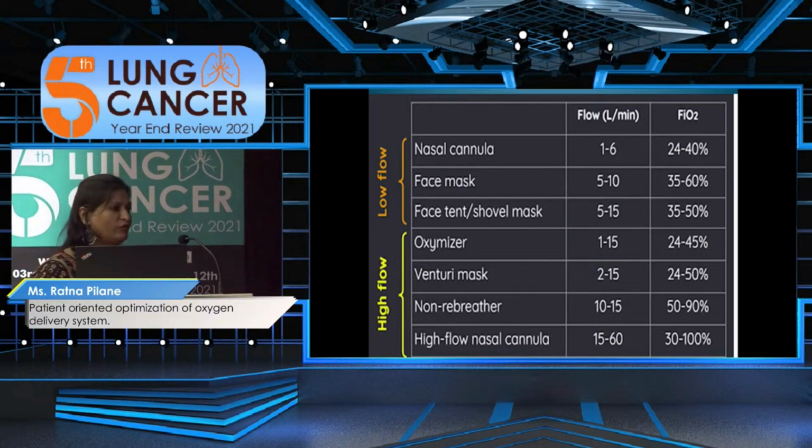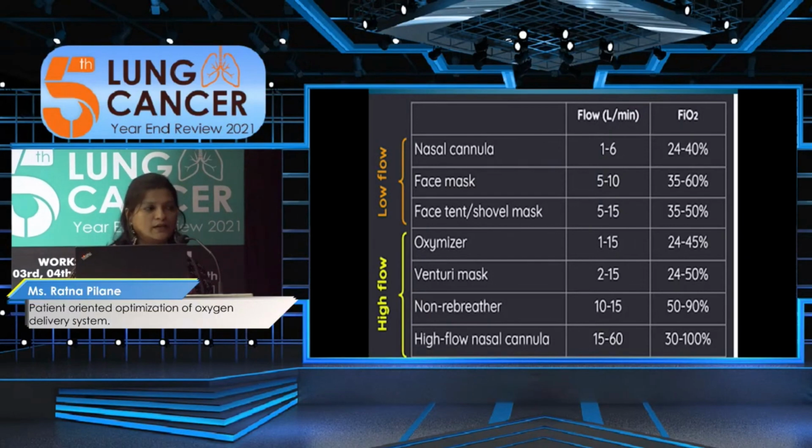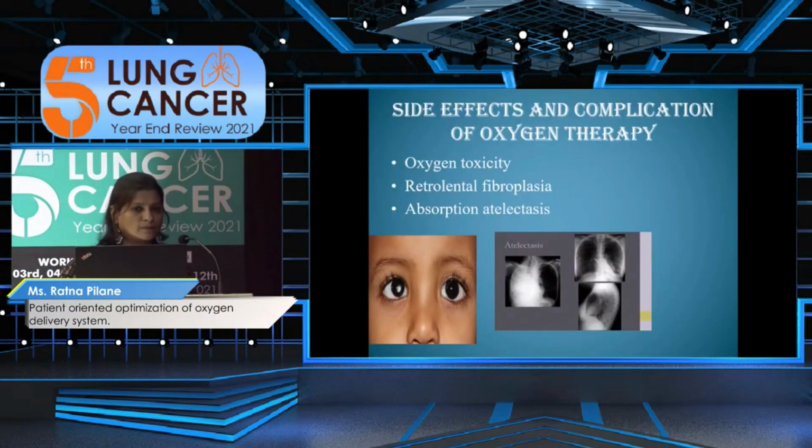Non-breather mask is 10 to 15 liters, and FiO2 is 50 to 90%. Non-breather is a high concentration mask. And high flow nasal cannula, that is HFNC, gives you 50 to 60 liters per minute, which gives you 30 to 100% of FiO2. So if the patient is having cyanosis and you want to shift the patient, by that time you can start on HFNC till the patient is shifted to the ICU.